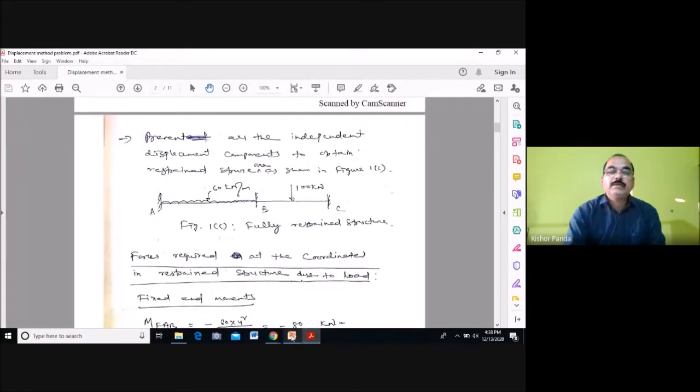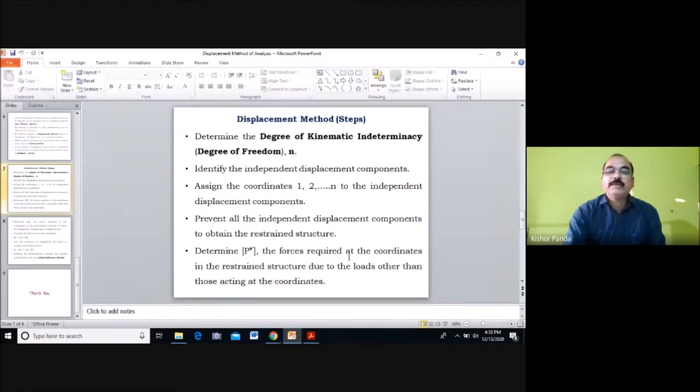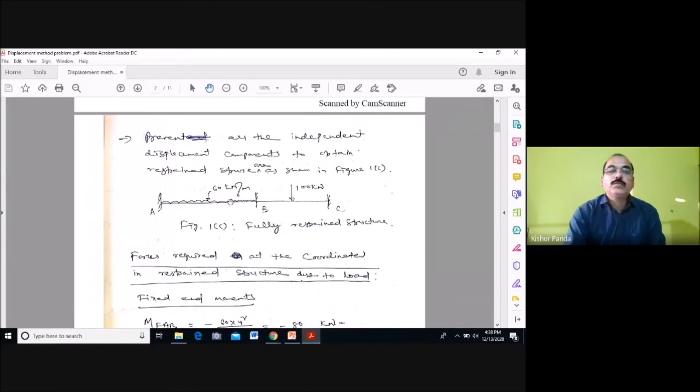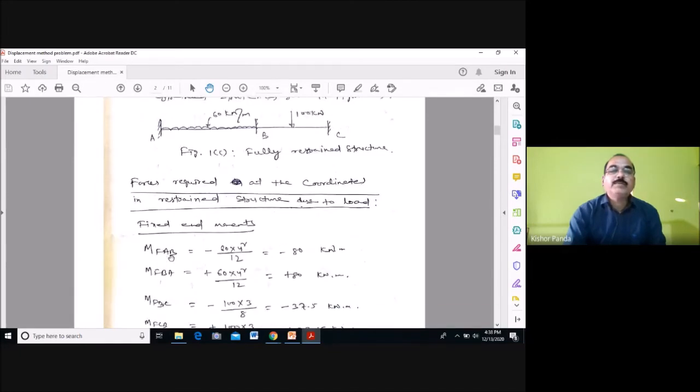Then the next step is to determine P dash, the forces required at the coordinates in the restrained structure due to the loads. Here you see the load on span AB and the load on span BC. Due to this, what are the fixed end moments MFAB and MFBA? MFAB is equal to minus WL square by 12, minus 60 into 4 square by 12, which is minus 80 kilonewton meter, and MFBA is equal to plus 60 into 4 square by 12, which is plus 80 kilonewton meter.